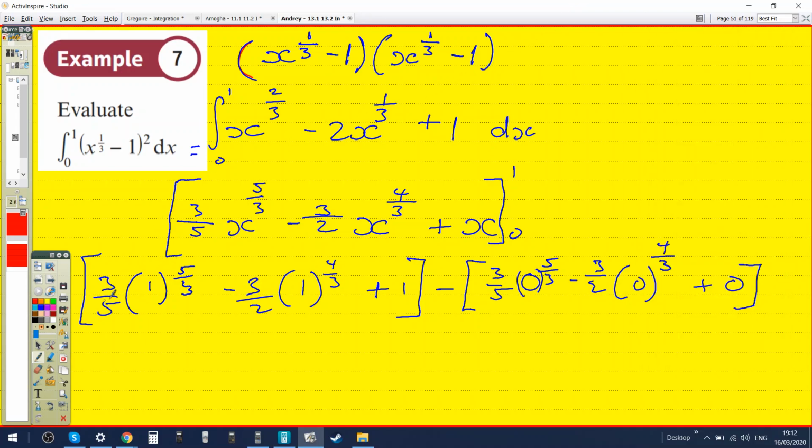Let's see. So 3/5 times 1 to the 5/3, which would be... Or are you just putting the whole thing in? Yeah, 3/5. So that one's 3/5. This is 3/2 plus 1. And then 3/5 times 0, 3/2 times 0, and 0.